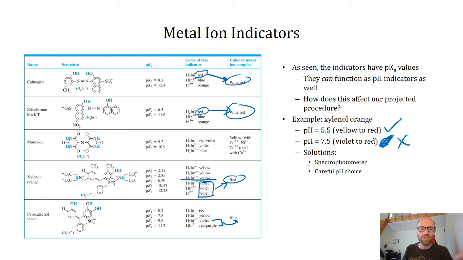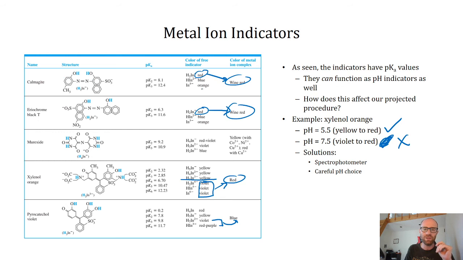There is a solution in using a spectrophotometer. Obviously, if you have a hard time seeing between violet and red, a spectrophotometer has no trouble seeing between violet and red. But are you going to hook up a spectrophotometer where you're adding your EDTA slowly or adding your metal ions slowly and making measurements every drop? No, you're not. If you have one that's going to run continuously, that's great. But that's going to make things difficult. And the better solution here would be careful pH choice.